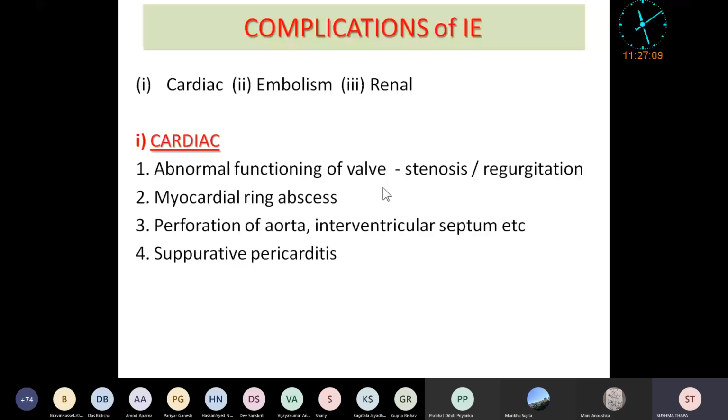That damage may lead to either stenosis or regurgitation. And there will be abscess formation. So myocardial ring abscess will be there, and perforation of the aorta will be there.